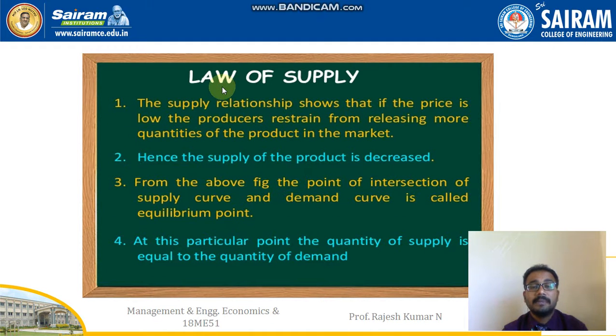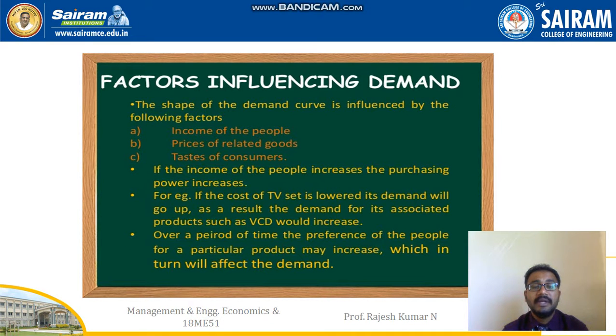And what is the law of supply? The supply relationship shows that if the price is low, the producers restrain from releasing more quantities of the product in the market. Hence, the supply of the product is decreased. From the above sketch, that is the previous graph I explained, the point of intersection of the supply curve and demand curve is called the equilibrium point. At this particular point, the quantity of supply is equal to the quantity of demand.